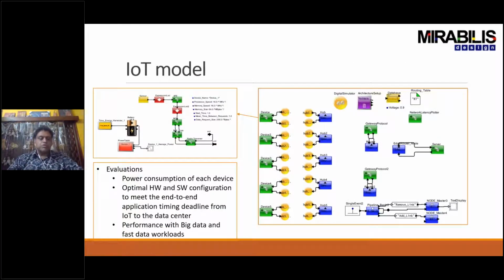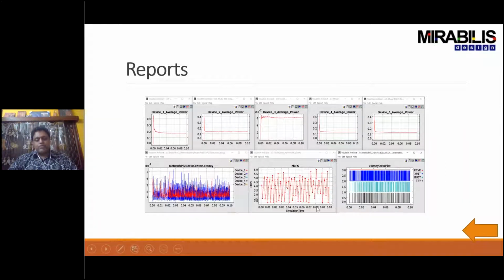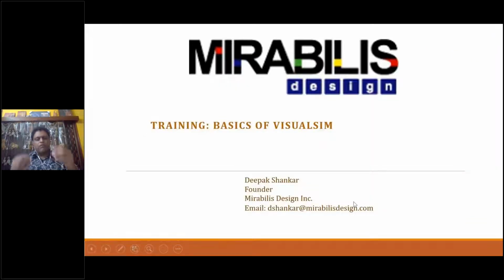So this was a model you saw, and these are the kinds of evaluations you were able to do. And these were the reports that we saw generated, which are the average power, the MIPS, the latencies, things like that. Now, having fully understood the different applications and the different things you can do with Visual Sim, the next question is how do we put them all together? How do we work Visual Sim to do that?